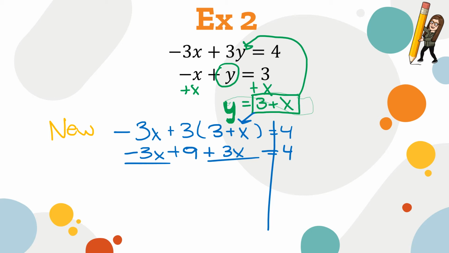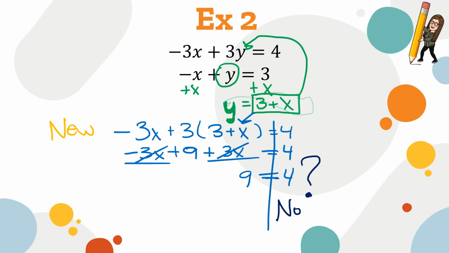Negative 3x plus 3x cancels. That's 0. So the 9 falls down and the 4 falls down. All my letters went away. Remember this? So I'm left with a question. Is 9 equal to 4? No, that is not equal to 4.